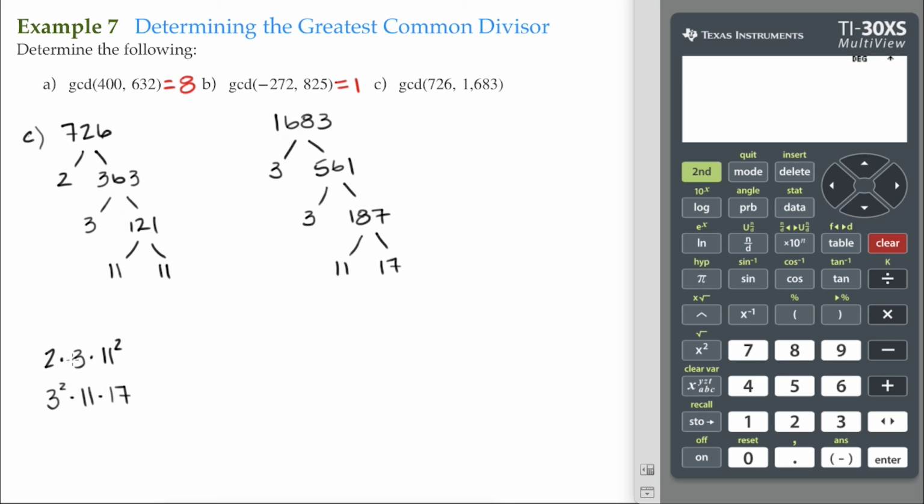So we can see that they share a base of 3 and they share a base of 11. At most, there's at least 1 3 in both of these, so that's going to be 3. And then there's an 11, and at most there's 1 11. So 3 times 11, that's 33. So the greatest common divisor between 726 and 1,683 is 33.